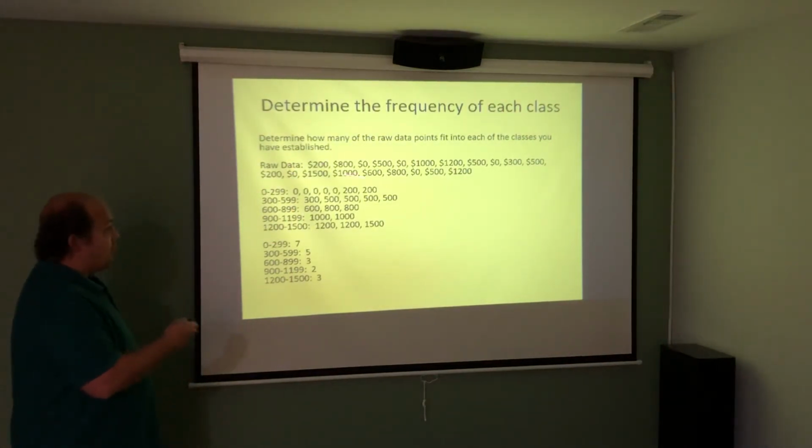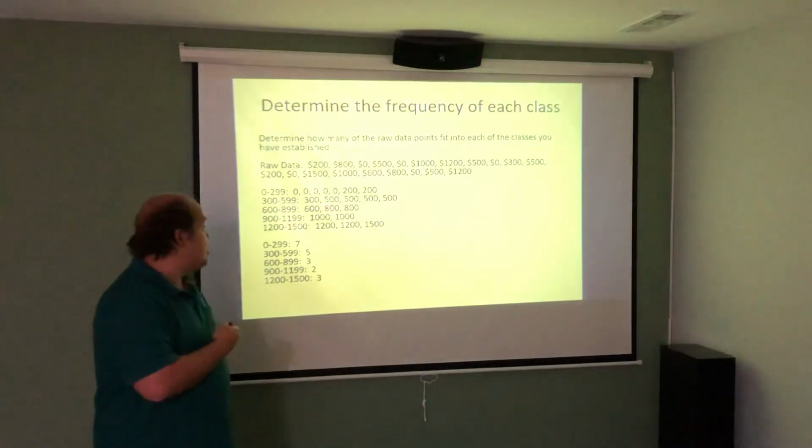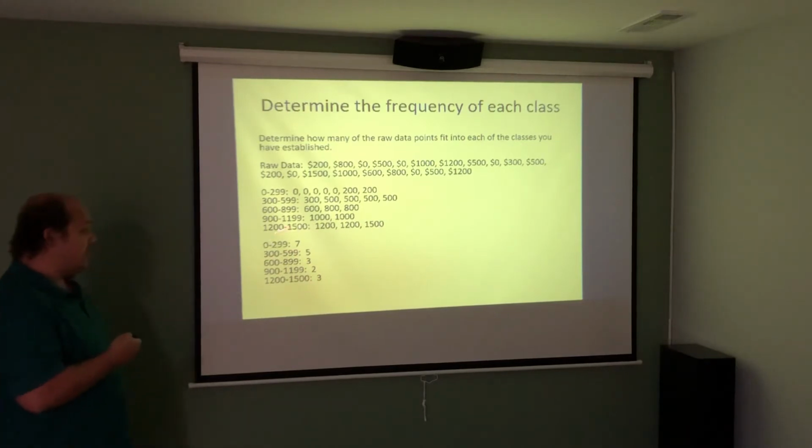Once you have that, you now have your categories to fit things into. Go back to your raw data, see how many fit in each category. This part I'm not really going to include in my table. This part is just seeing how many fit. What actually goes into my table is this.